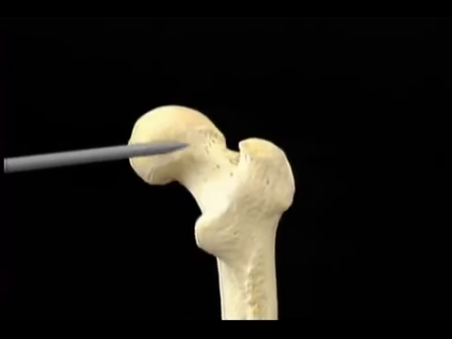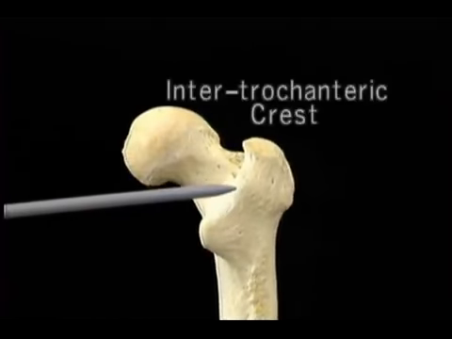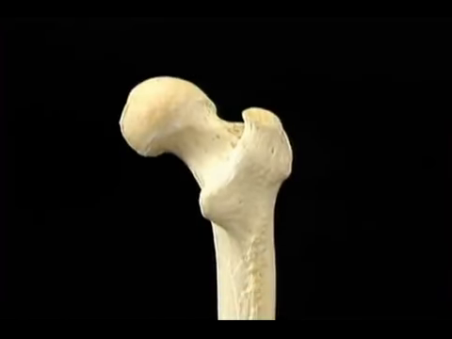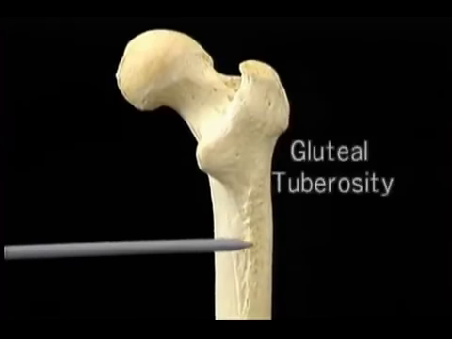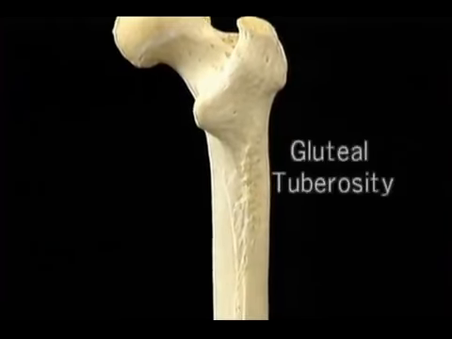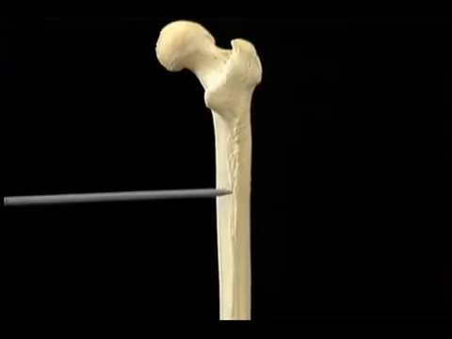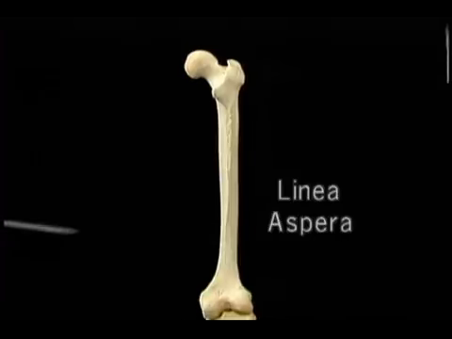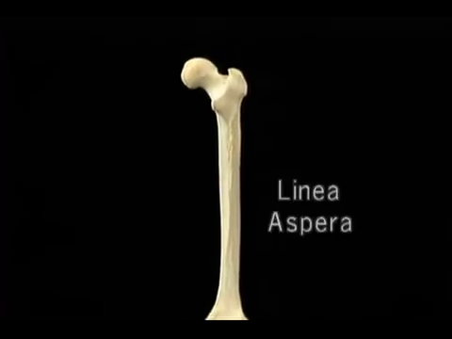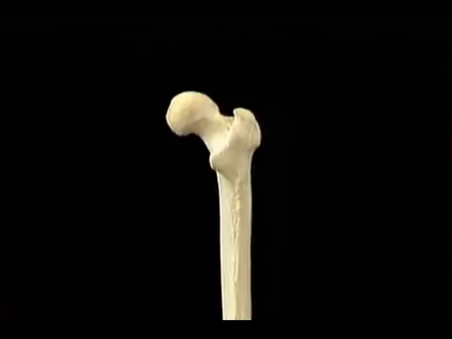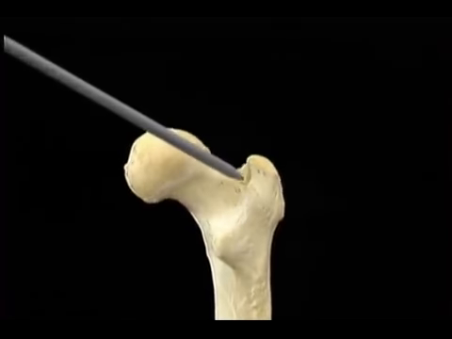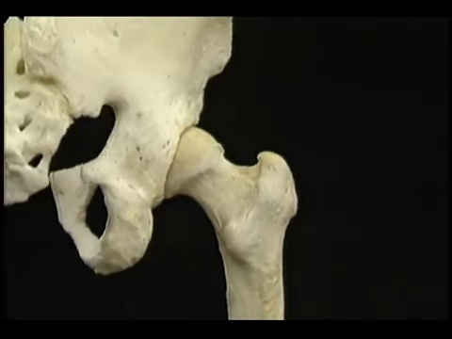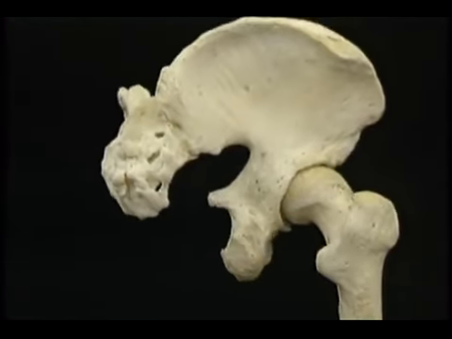On the back of the femur, this prominent ridge, the intertrochanteric crest, runs from the greater to the lesser trochanter. This broad rough area is the gluteal tuberosity. This rough line running down the shaft of the femur is the linea aspera. Many muscles have their origins or their insertions on the linea aspera, on the gluteal tuberosity, and in this hollow in front of the intertrochanteric crest. Now that we've looked at the dry bones, let's see how they look in the living body.